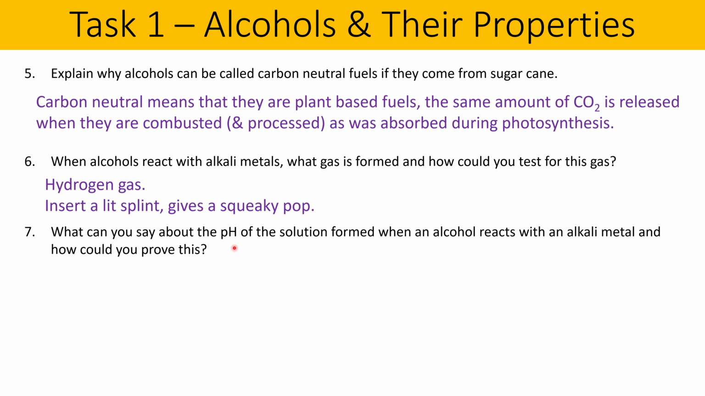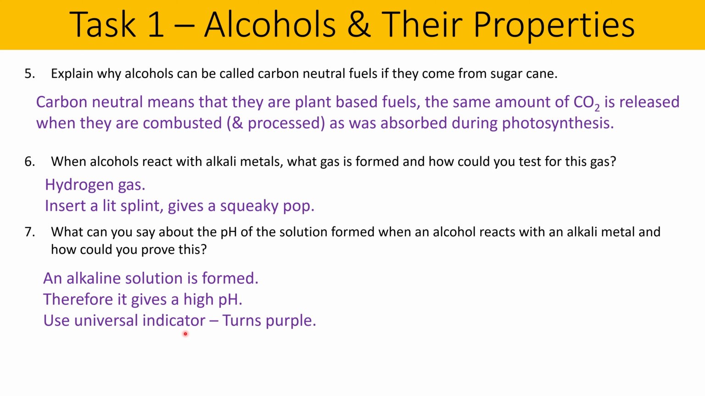Next up, we're asked what we could say about the pH of a solution formed when an alcohol reacts with an alkali metal. So remember, when an alcohol reacts with an alkali metal, an alkaline solution is formed, and alkalis have a high pH. So an alkaline solution is formed, giving a high pH, and to prove a high pH, we could do one of two things. We could either use a universal indicator, which will turn purple, or we could use litmus paper, which will turn blue.